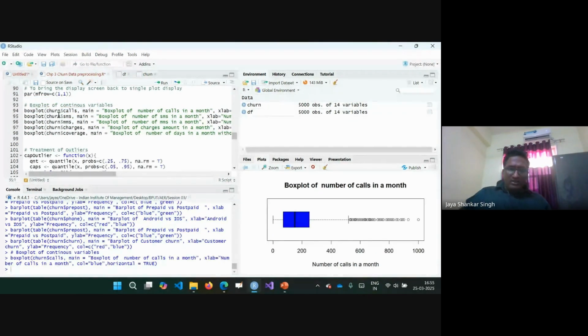So this particular box plot for calls in a month is a very good indication for identifying outliers. If we look at these values now, they are outliers. This is the first quartile, third quartile, and these are the outliers. The majority of your observations are concentrated in these areas.